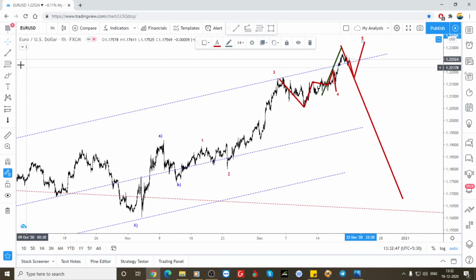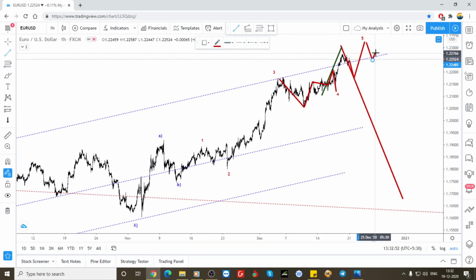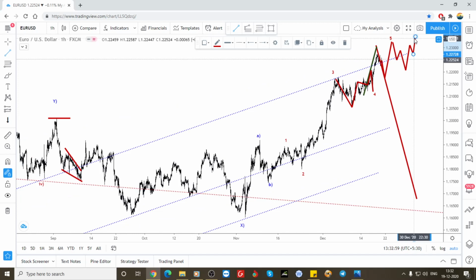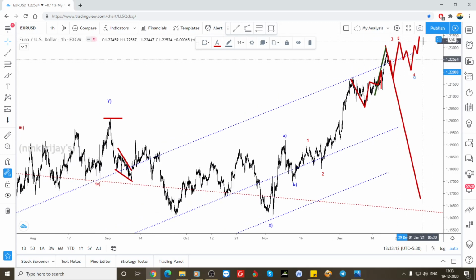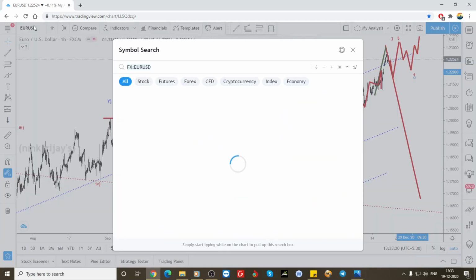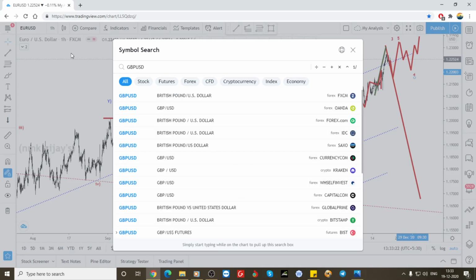And what will happen once again, what I said in the DXY, if it is there, this could happen like this also, and again it may make one more high. So what we have to conclude is the third wave is extended. Again it will go like this, third, fourth, and fifth. So there is no other wave count here. The same thing in DXY also. So let's move on to GBP USD.